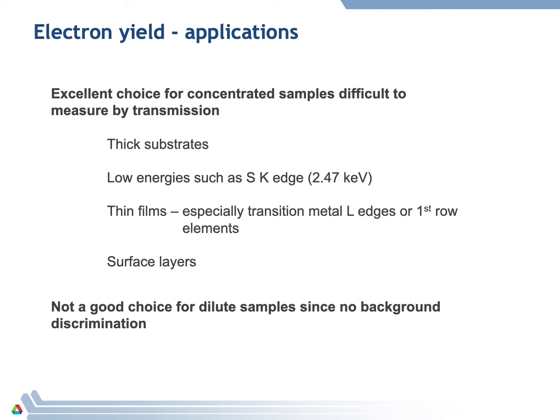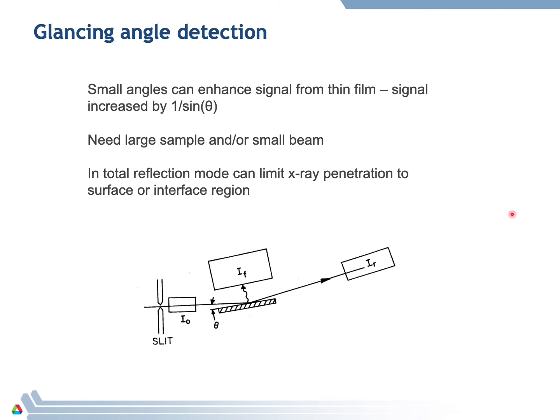So you'd always see the total signal, not just the signal from the sample of the element of interest. Another technique that's often employed for thin film type samples is to measure at small angles. Now, if we just go to small angles, the signal is increased by this 1 over sine theta because the absorption as it penetrates the film is increased. Disadvantage is you can need a fairly small beam or a large sample, because the beam will start to spread out when you go to small angles.